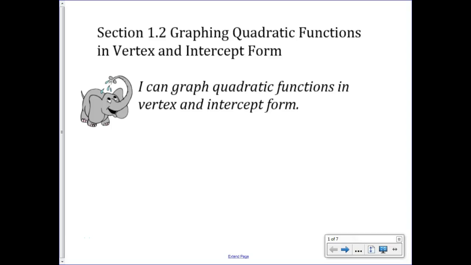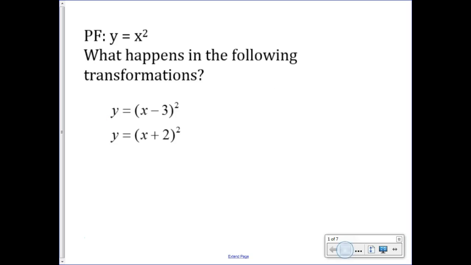Hey guys, we are still dealing with graphing quadratic functions, except we're going to explore two more forms today. So we're looking at vertex form and we're looking at intercept form. First, you want to probably type these into your graphing calculator and try these out. What happens in the following transformation? So pause the video, take a second, type it in with the parentheses, and see what happens.